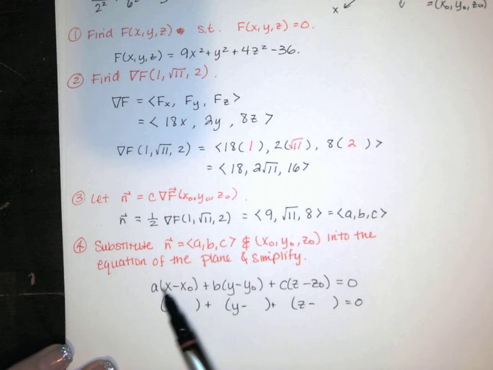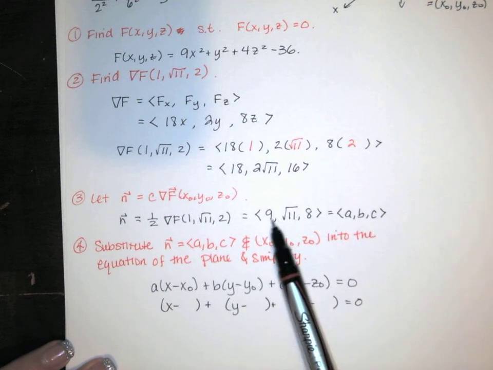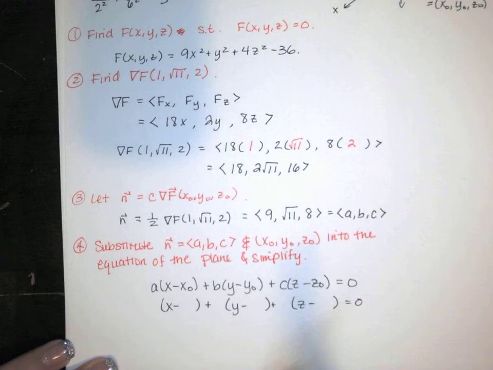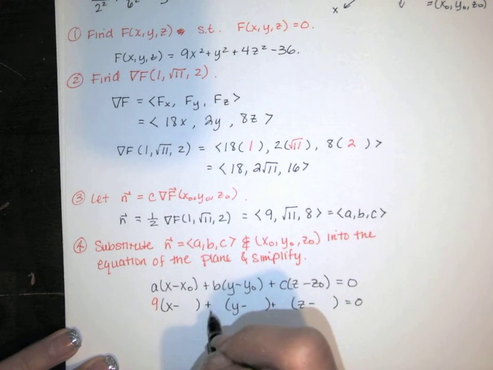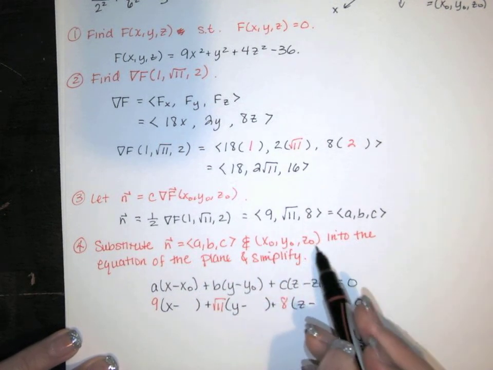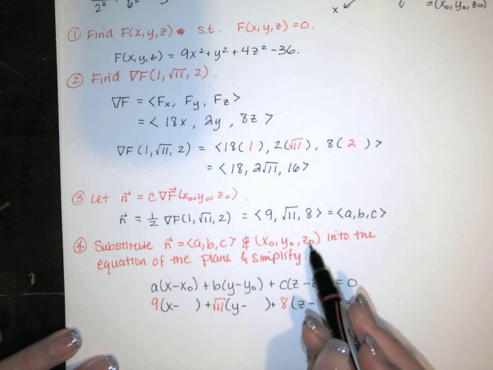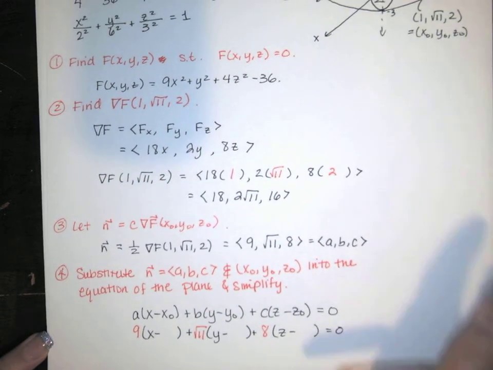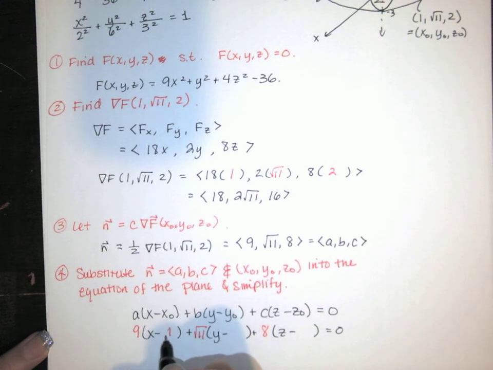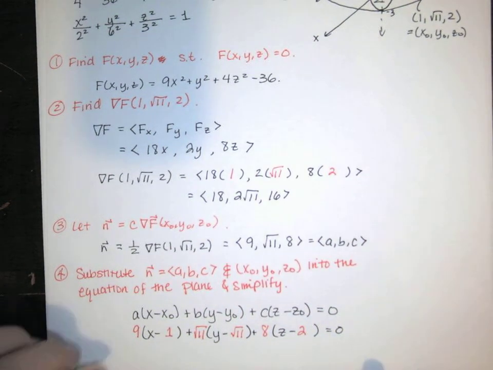So I'll substitute my A, B, and C first. Those are the components of the normal. A is 9, B is square root of 11, C is 8. And then I'll substitute x naught, y naught, z naught next. X naught, y naught, and z naught were up here: 1, square root of 11, and 2. And then we simplify.